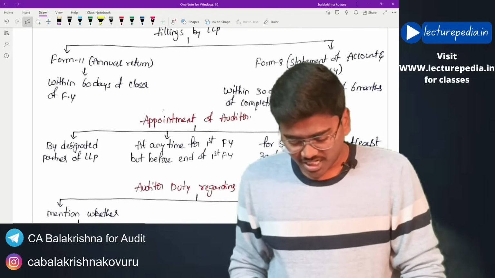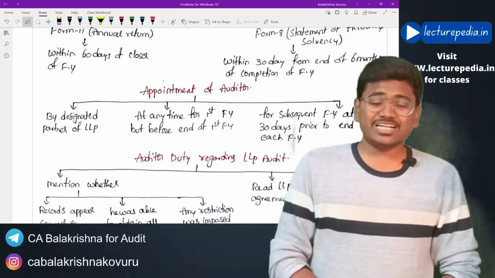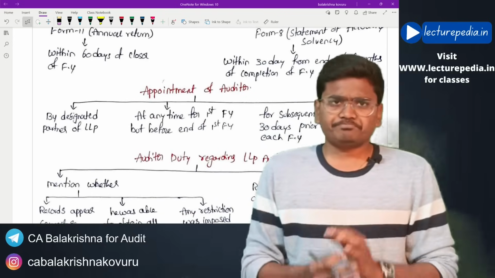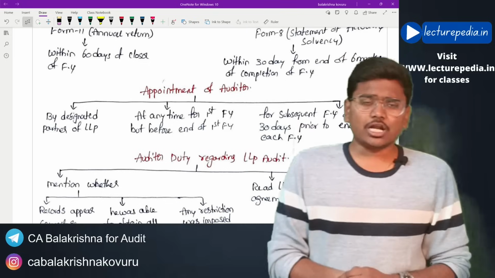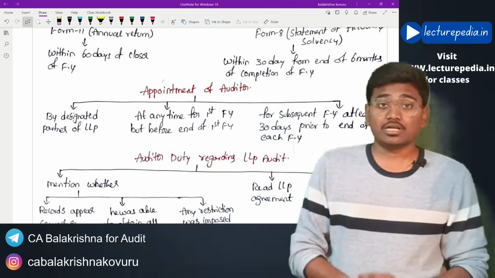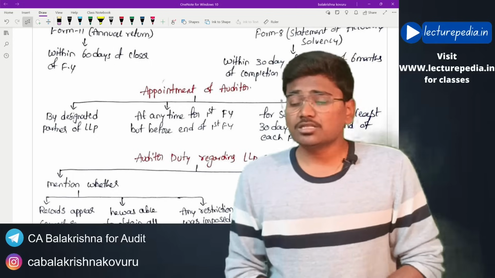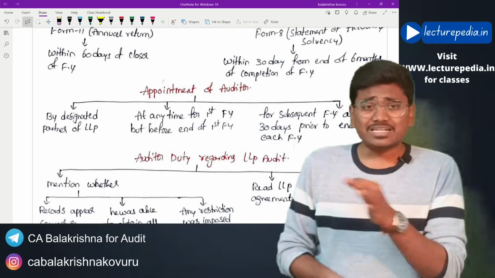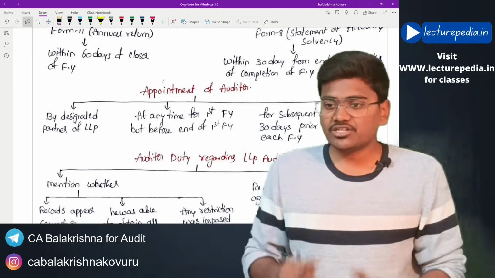Now in case of LLP, the auditor will be appointed by the designated partner of the LLP. For the first financial year, the auditor can be appointed at any time but before completion of the financial year, and from subsequent financial years, the auditor has to be appointed at least 30 days prior to the completion of financial year.